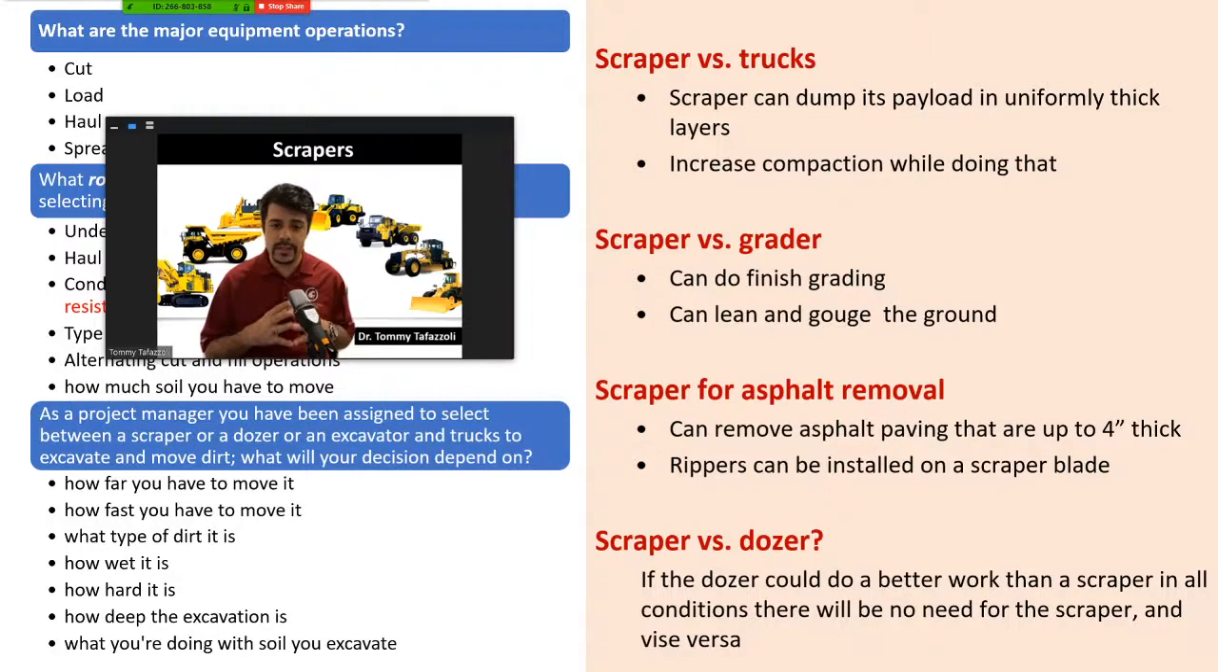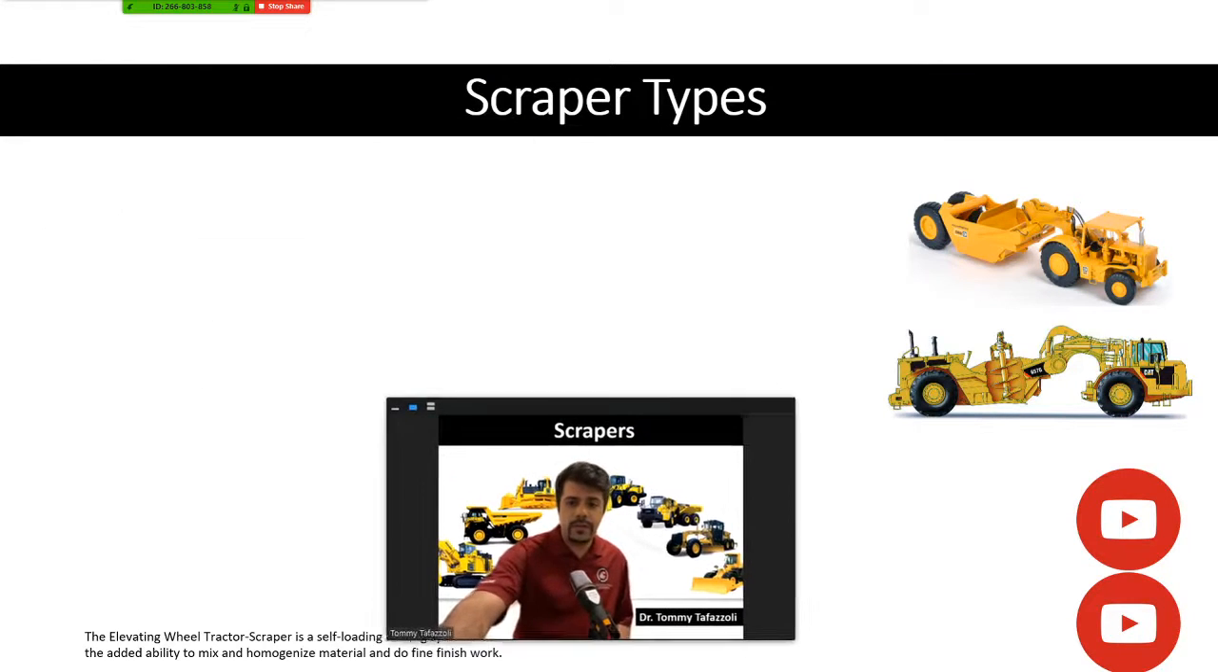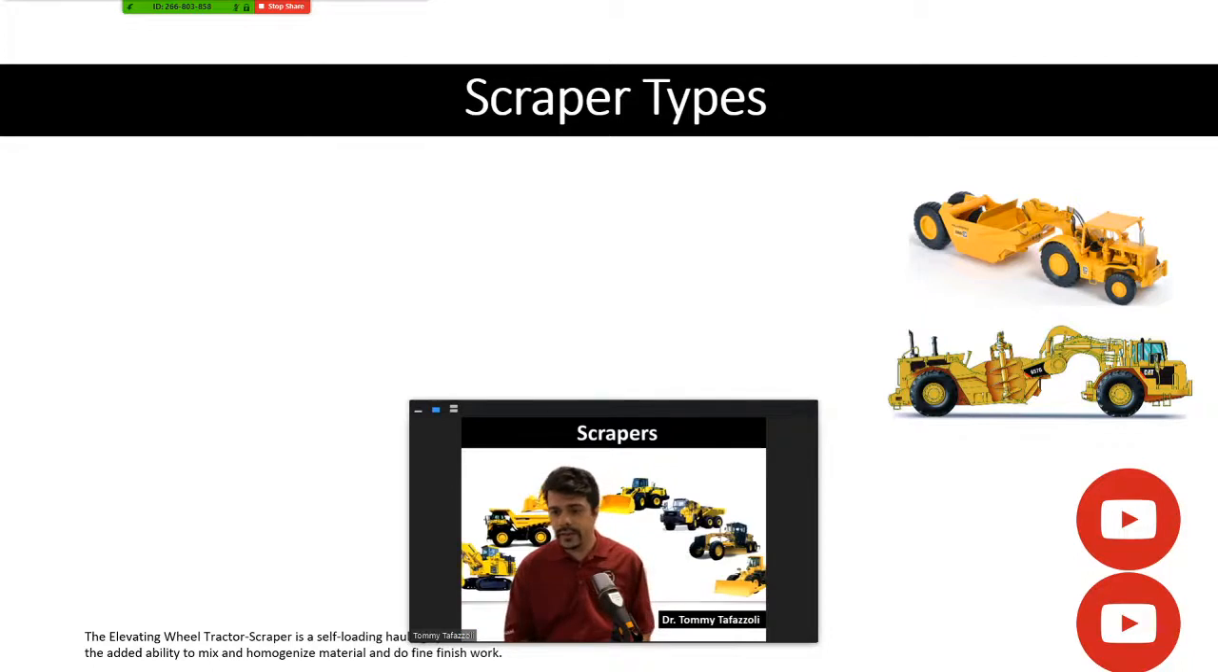In case you need to remove the asphalt paving, a scraper is preferred because, thanks to its rippers, it can easily shave the asphalt as thick as up to 4 inches. Okay, so we have a slide talking about different scraper types.